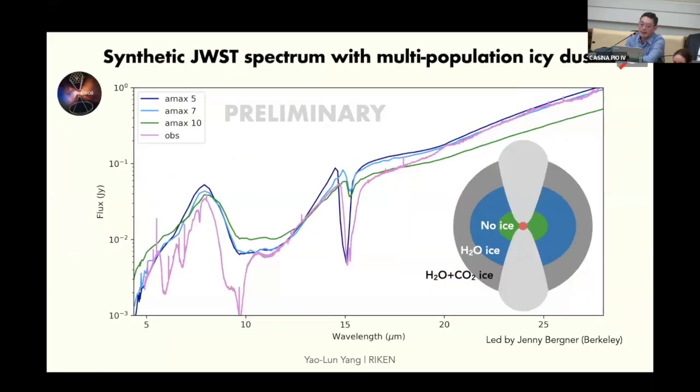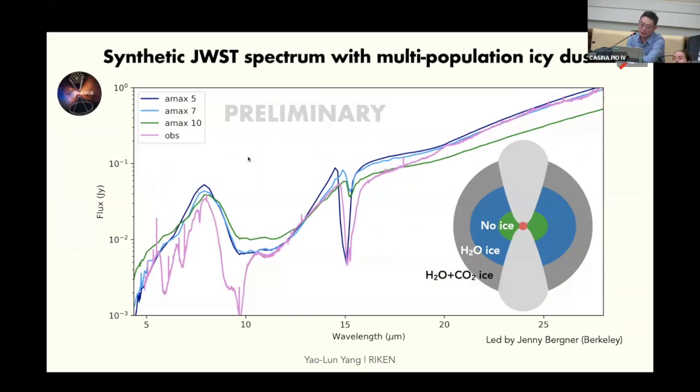We also take a different approach and try forward modeling. This is work led by Jennifer Bergner, who also does protostellar modeling. We can put together a semi-analytical model for a protostellar envelope, and based on the temperature of the cells, we can assign different ice abundances or compositions and see how well we can reproduce our observed spectra.